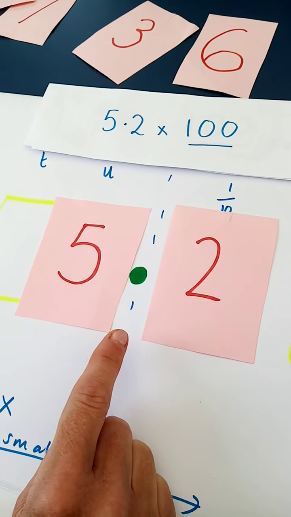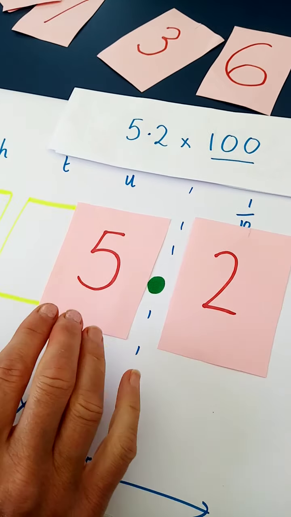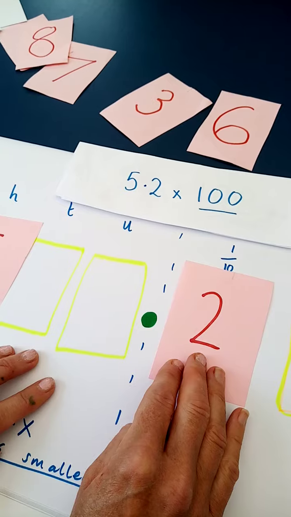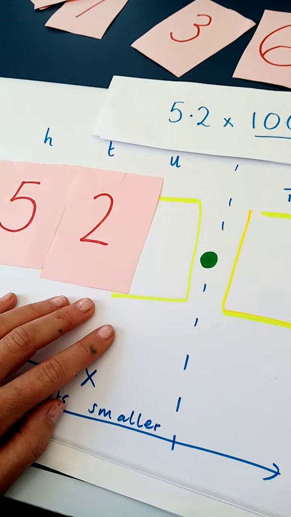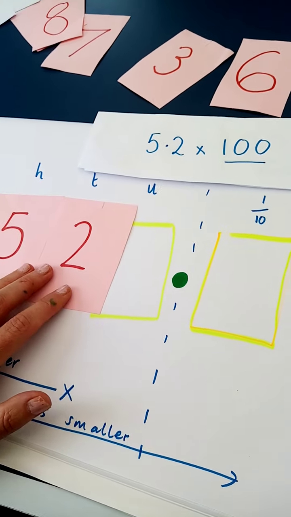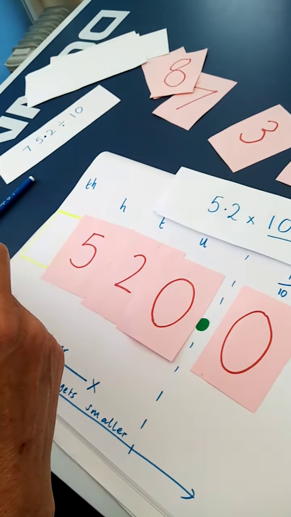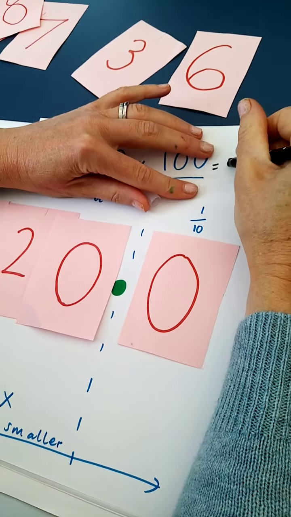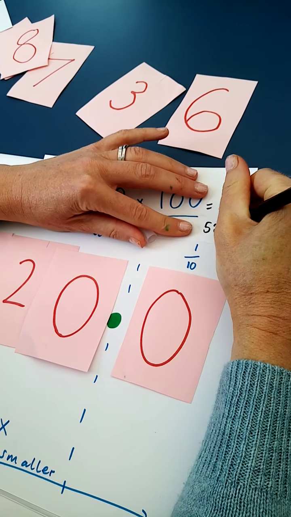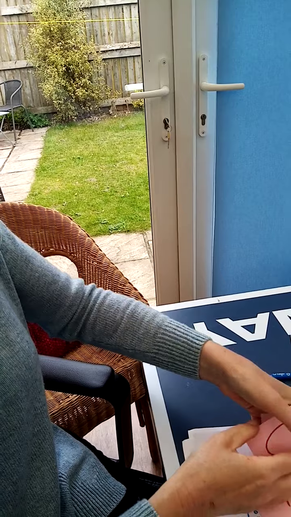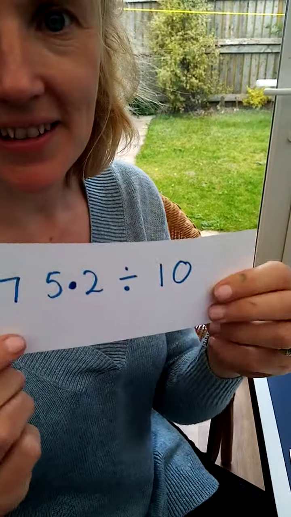So how many places, Will? 2 to the left. Okay, why are you laughing? Ready? 1, 2. 1, 2. In comes my zooming zeros. What's the answer? 520. Or 520.0.